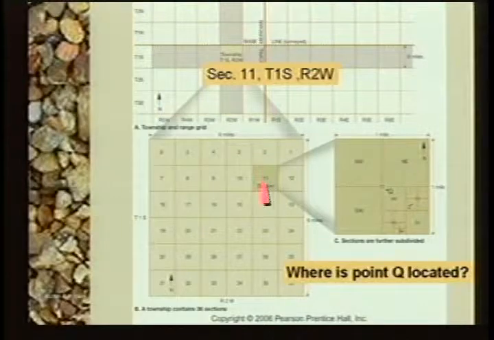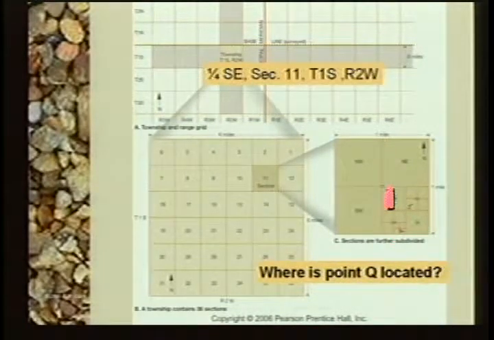But we can get a lot closer to point Q. Let's blow up Section 11 here. Note that we now have little quadrants. This would represent the southwest quadrant. Now we can say that we have point Q in the quarter of the southeast quadrant of Section 11 of Township 1 South and Range 2 West.